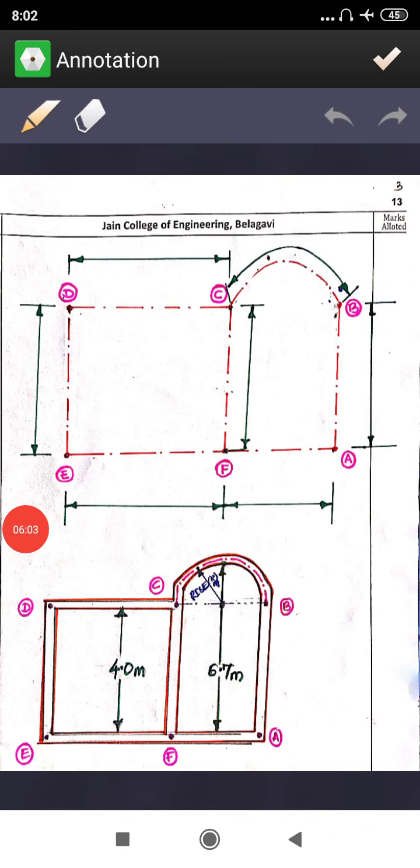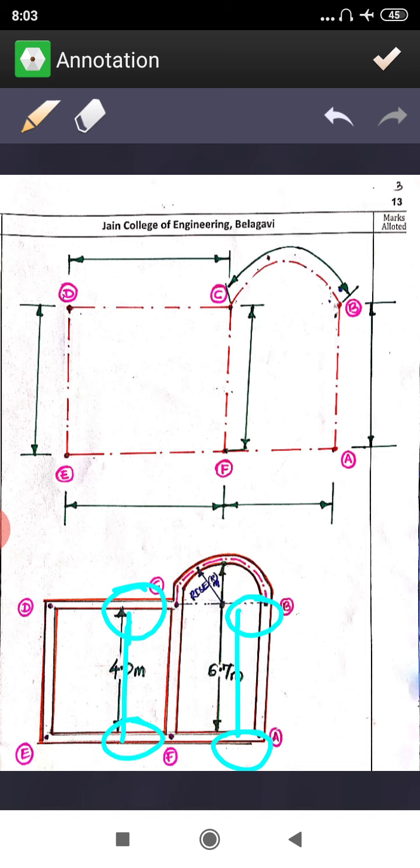Now here for AB, this is 4 meter. So you're supposed to take from here to here, it is 4 meters. Here you have to add half of wall thickness, and here you have to add half of wall thickness. You can get the clear idea here; I have written it here.